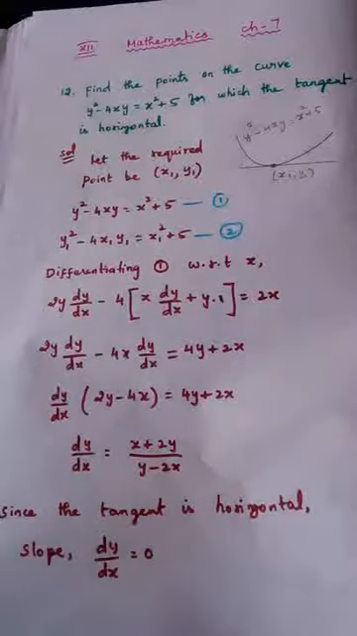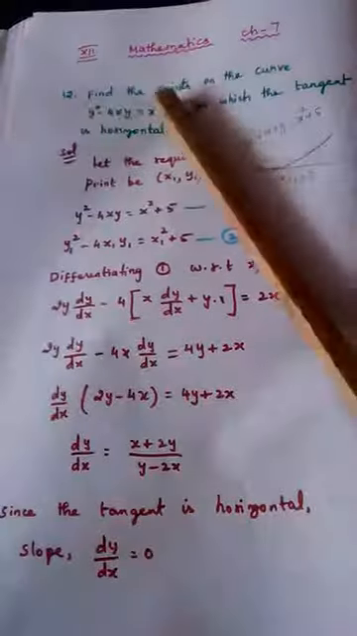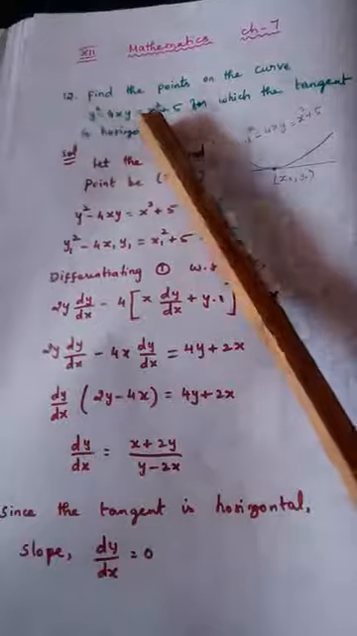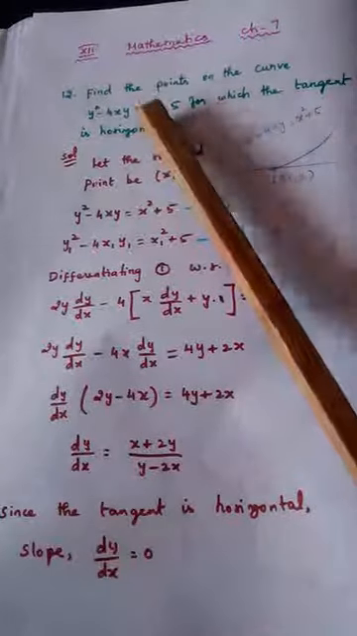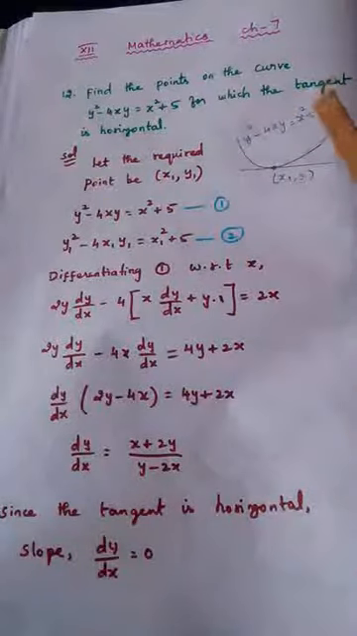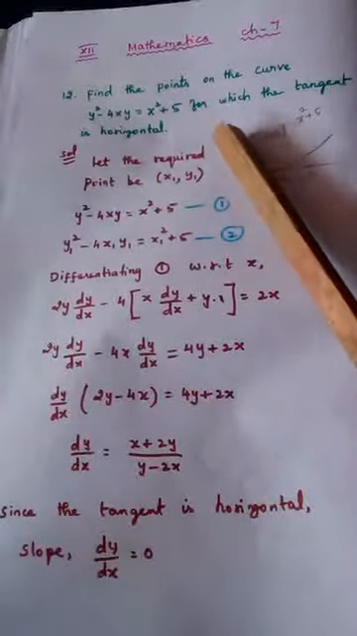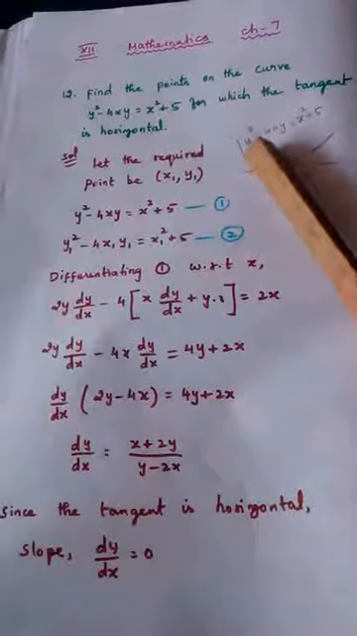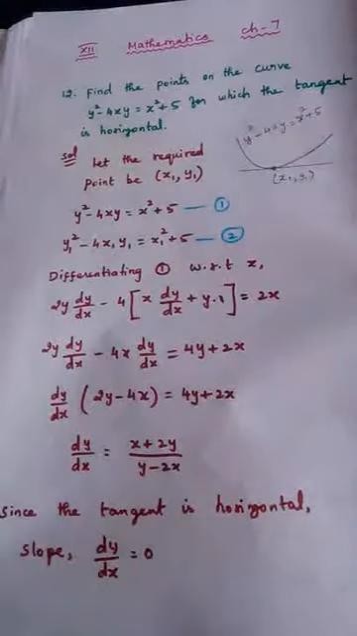Okay, what is asked in the question? We need to find points on the curve. The curve equation was given to us. Find the point on this curve where the tangent is horizontal. So we have drawn a rough diagram here. If you see, you just imagine this is the curve that is drawn for the given equation, y square minus 4xy equal to x square plus 5.